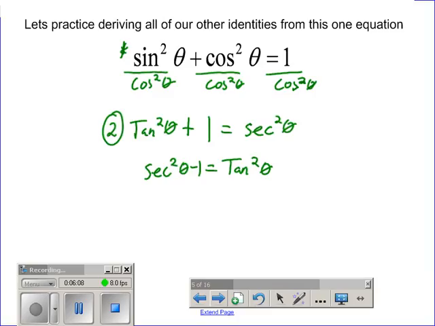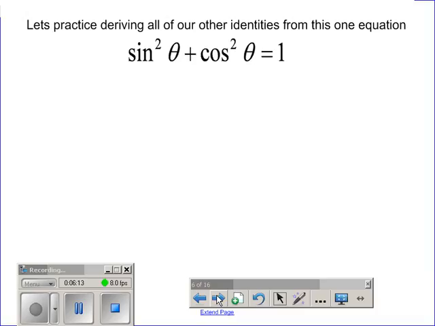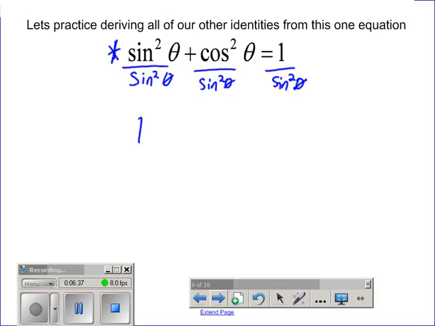Okay, so now instead of dividing by cosine, let's take this same equation, same idea here, and divide it by sine. So I'm going to divide everything by sine squared theta. And when I do that, I end up with 1 plus cosine over sine, which is cotangent squared theta, and this equals cosecant squared theta.